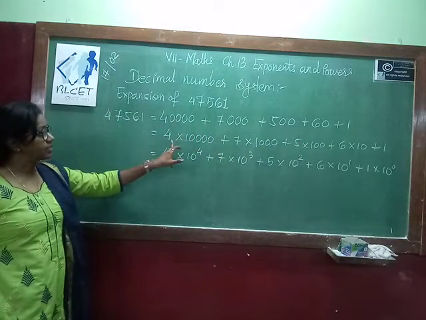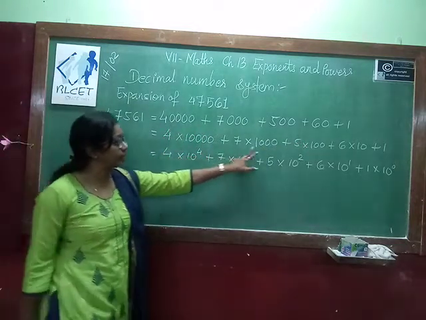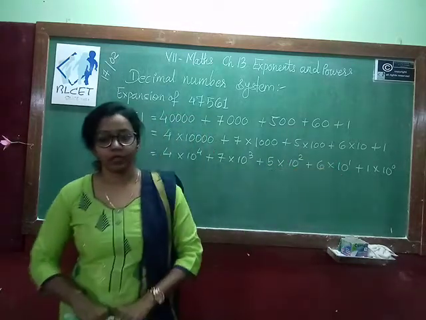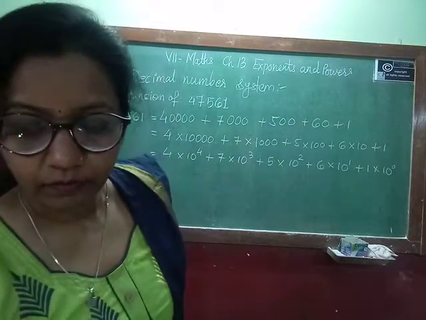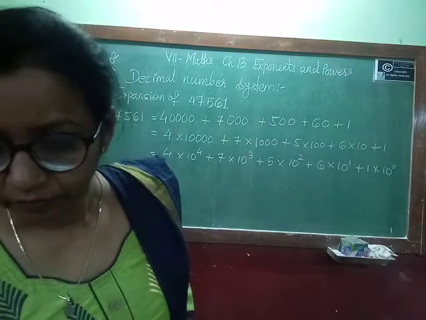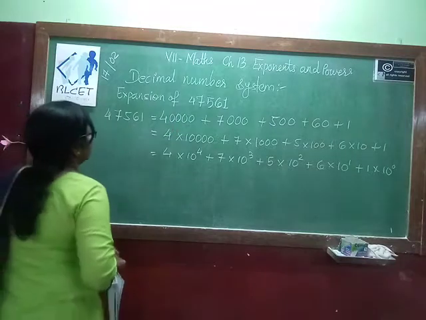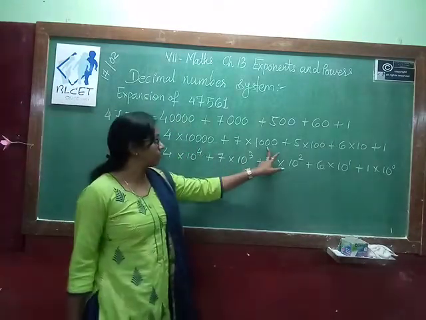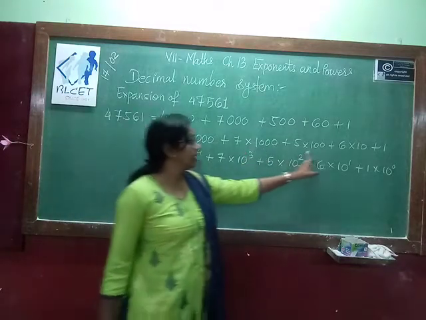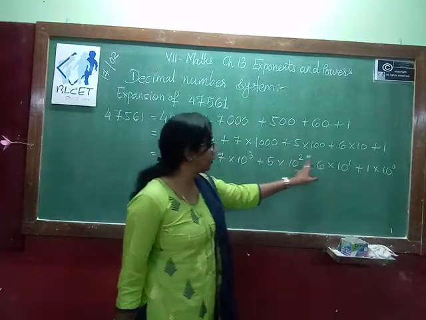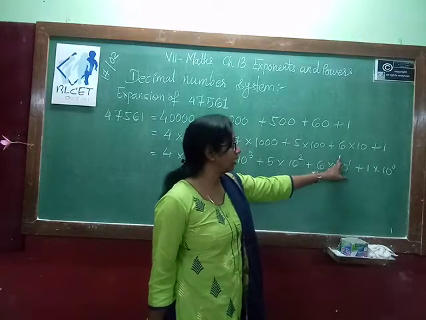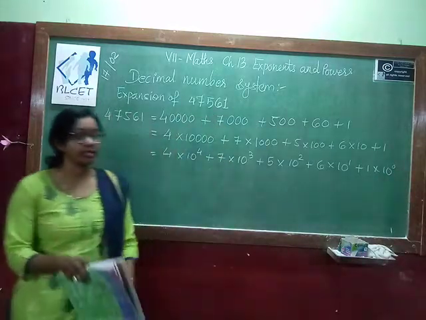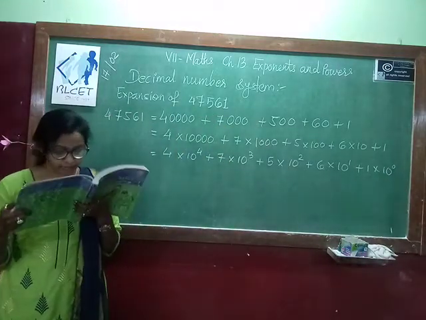So this you can represent as 4 into 10,000 plus 7 into 1,000 plus 5 into 100 plus 6 into 10 plus 1. So 10,000 you can write as 10 power 4, 1,000 you can write as 10 power 3, 100 you can write as 10 power 2, 10 you can write as 10 power 1, and here 1 into 10 power 0. 10 power 0 means 1. So this way you can represent in the form of expansion.